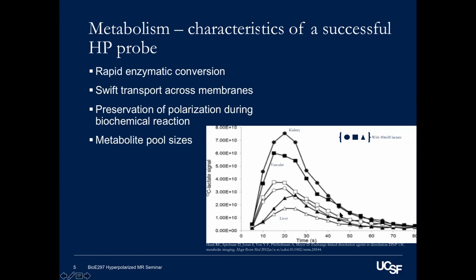And so, inherently, that means that the product your hyperpolarized probe is going to be converted into, that product concentration pool should be higher for you to be able to see a good signal upon metabolic conversion of your probe.